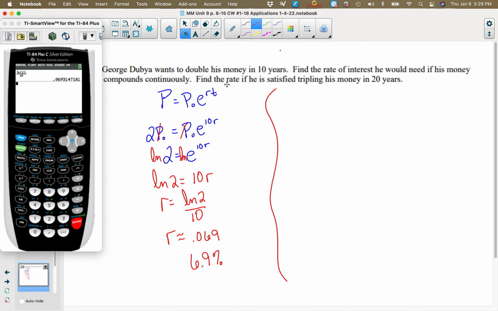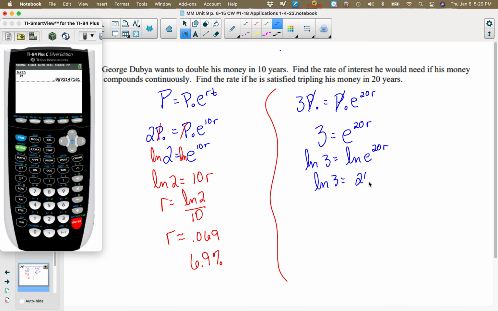So then we're asked, what if he wants to triple his money and he's okay with taking 20 years? So this time, if we are starting with P0 and we want 20 years instead, if we triple our money, then we have 3 times what we started with, and the P0s are going to cancel. So hopefully you can see that pattern there. If you natural log both sides, we end up with ln3 equals 20r, and that means that r equals ln3 over 20.